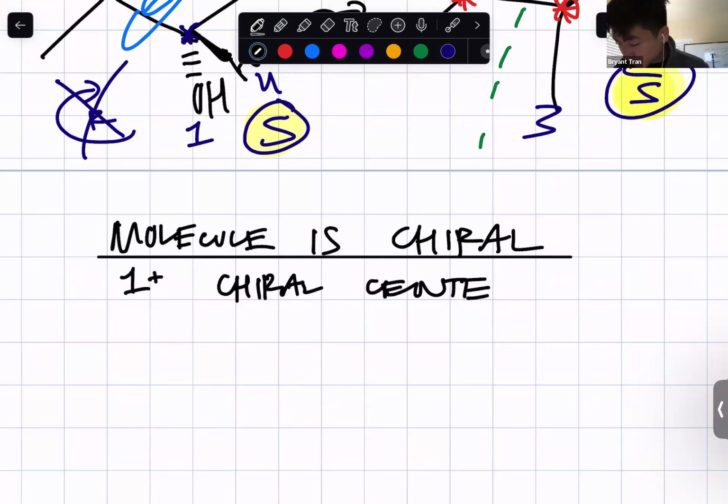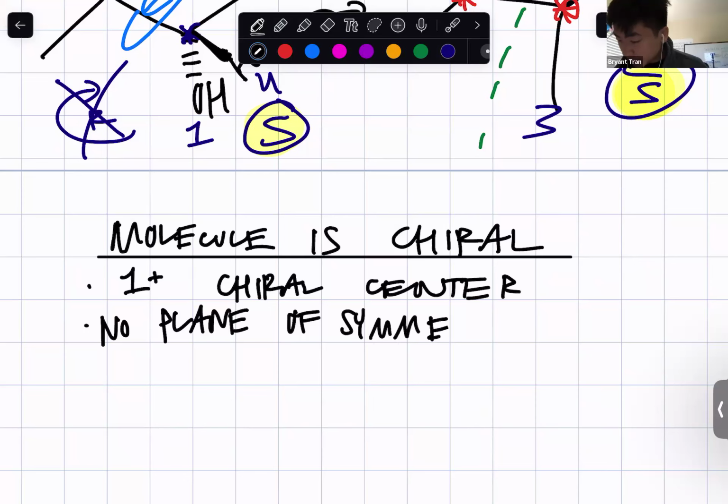So it could be 1, 2, 3, 4, but at least one chiral center, and there's no plane of symmetry. So if a molecule has multiple chiral centers, but there's a plane of symmetry, that molecule would not be chiral. It would be achiral.